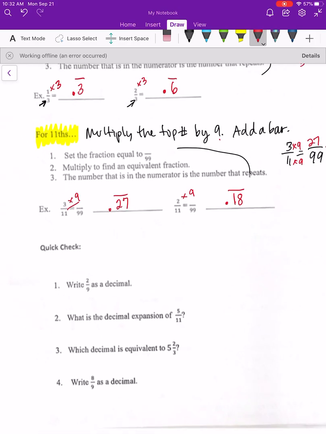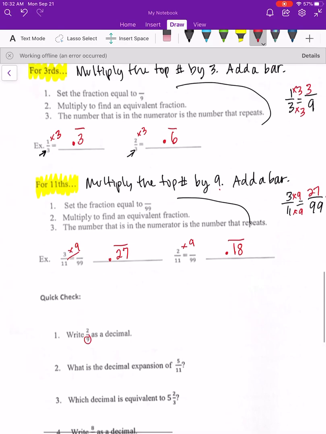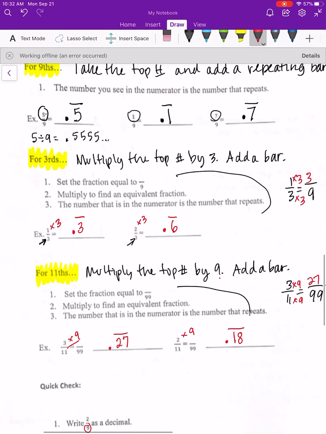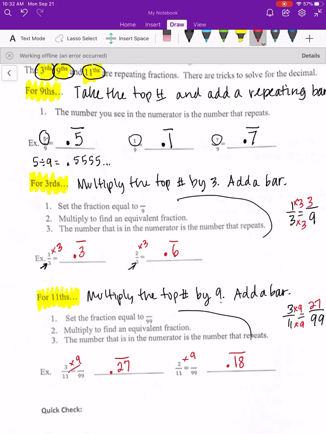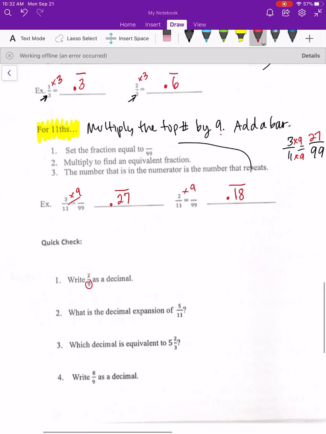So this is 2 ninths. The bottom number is 9. So if we go up here for nines, it said take the top number, add a repeating bar. So that's what it says right here for ninths. Take the top number and add a repeating bar. So take the top number, it is a 2. I add a repeating bar. Done.